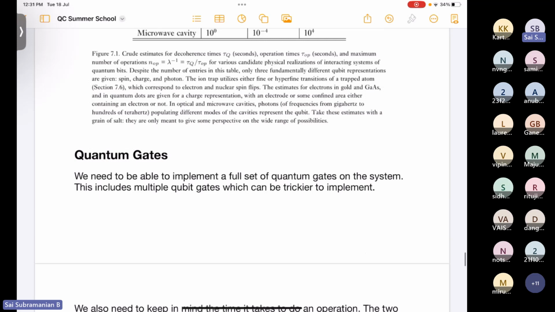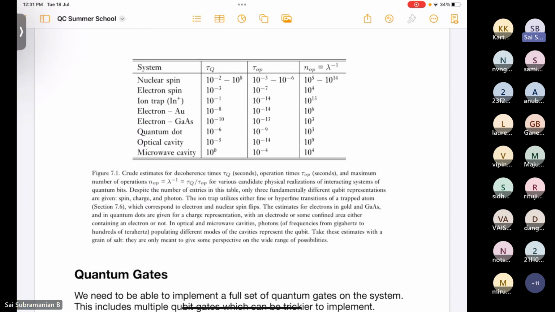That's defined in this table by T_operation. So with the time a qubit is stable and the T_operation, if you take the ratio, you can tell us roughly how many operations can be performed on a qubit before it loses stability. And that is a pretty important number. This is for different systems. Again, take them with a pinch of salt, just to give you a ballpark idea of what these numbers look like.